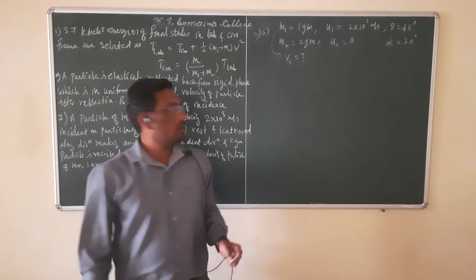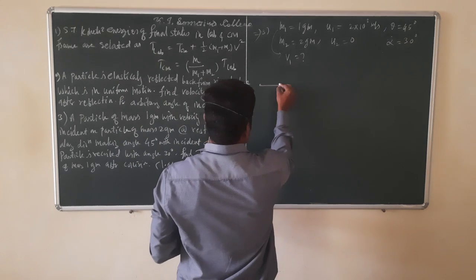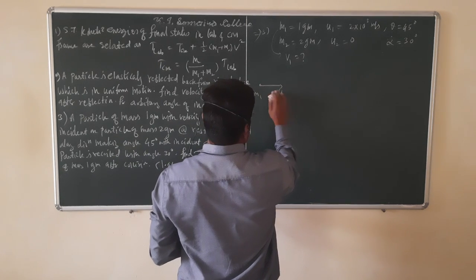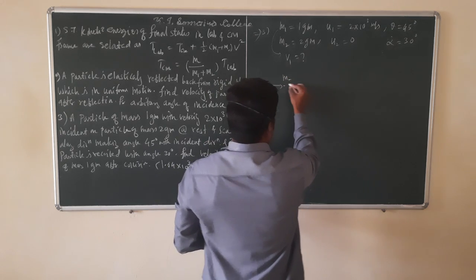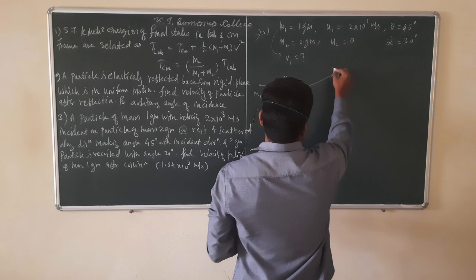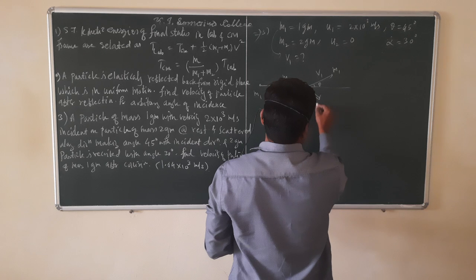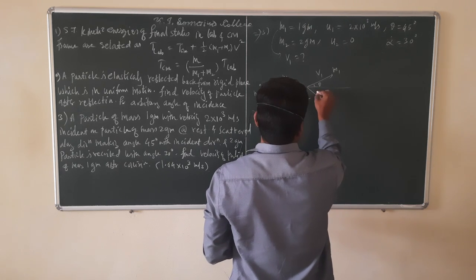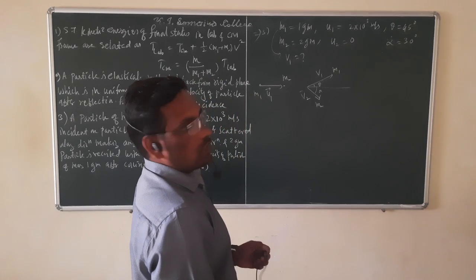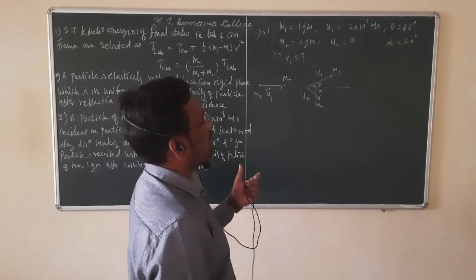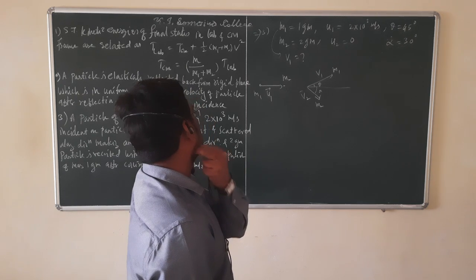Now the situation can be shown diagrammatically. All these are given quantities, so diagrammatically you can show m1 incident with velocity u1 on m2. This is before scattering. After scattering, m1 moves with v1 and m2 moves with v2, and this angle is alpha. So by using conservation of momentum, we can find out that velocity.